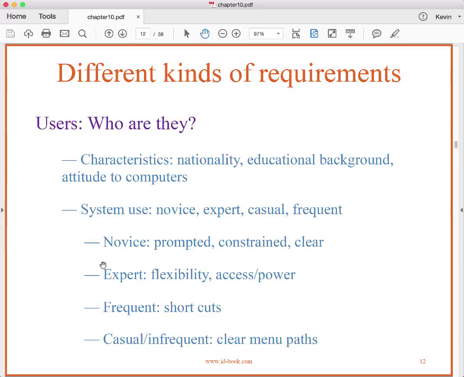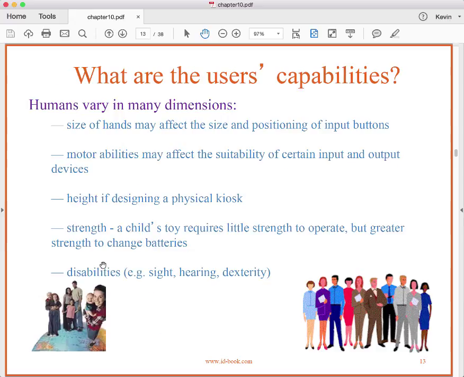Okay. If you're a novice, you want your choices prompted, constrained, and clear. If you're an expert, you want flexibility and access to power. If you're a frequent user, you probably want shortcuts. If you are casual or infrequent, you probably want menu paths. Okay, so this ability to characterize your user on these kinds of axes is pretty important stuff.